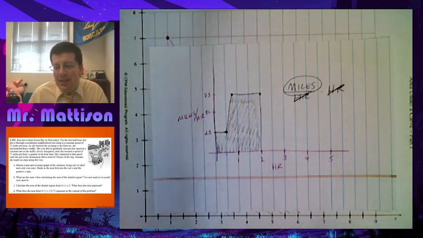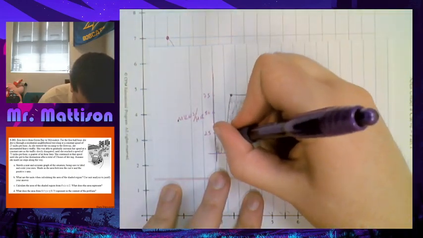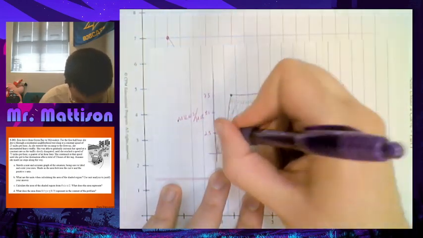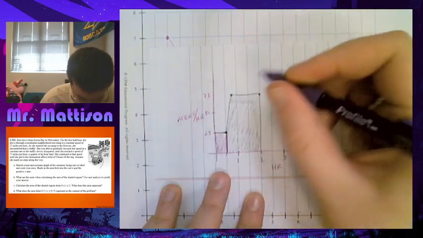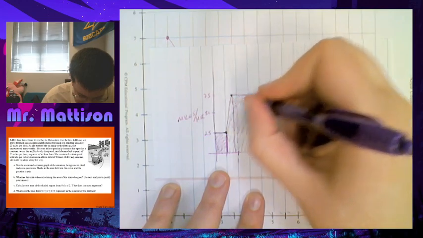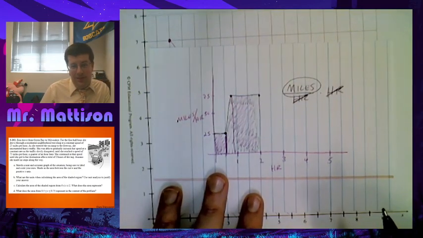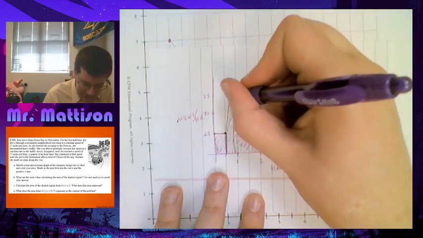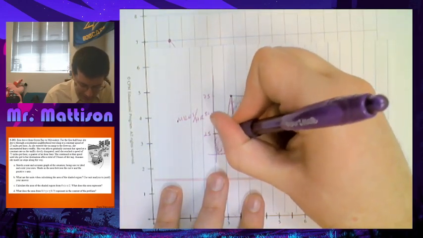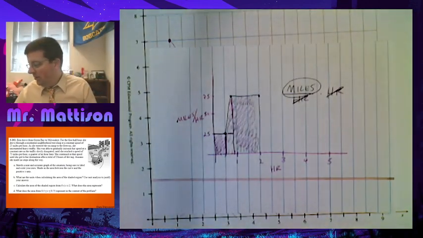So for part C, calculate the area of this shaded region between 0 and 2. If I break this up, I can do a little rectangle here, and I can do a big rectangle here. And then you can do this as a trapezoid if you care to, or we can do it as a smaller rectangle and then a triangle there. So let's find those different areas.